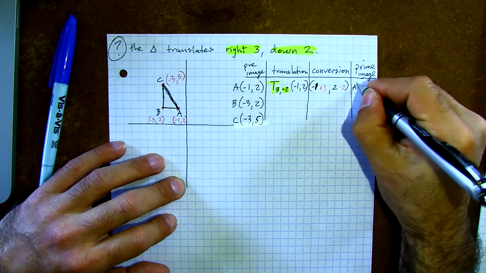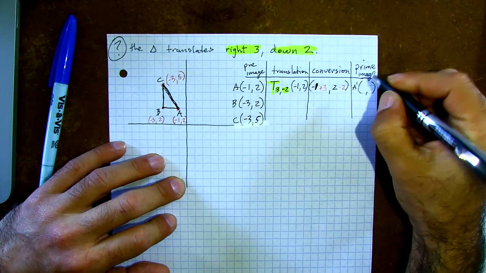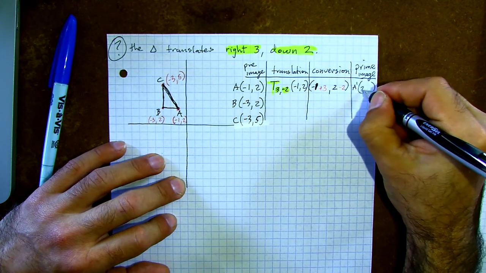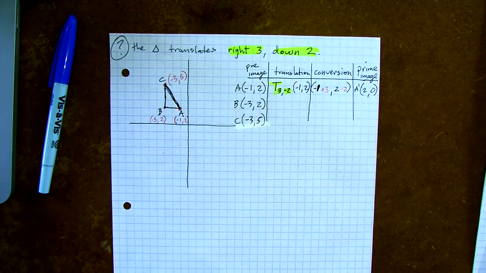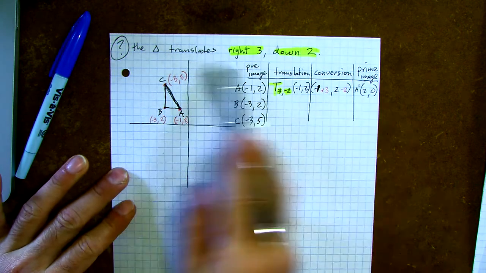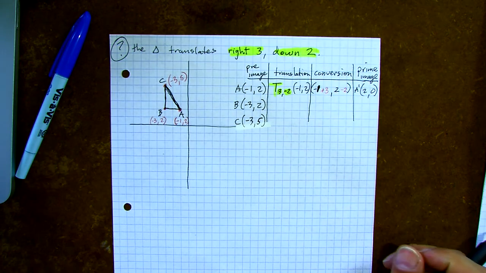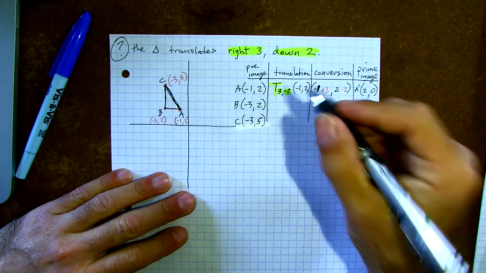A prime is then going to be 2, 0. All right, so now we know where A prime is. We're eventually going to go ahead and plot that location and everything, but this is exactly what the homework is going to have you do. Okay, all right, let's look at the next one.